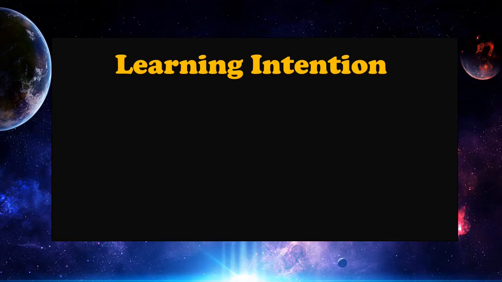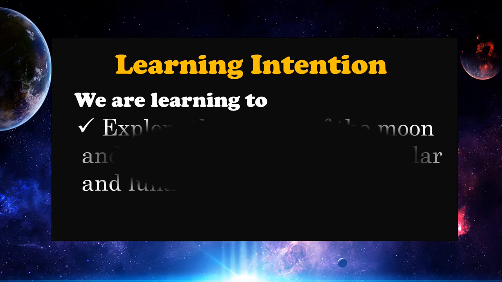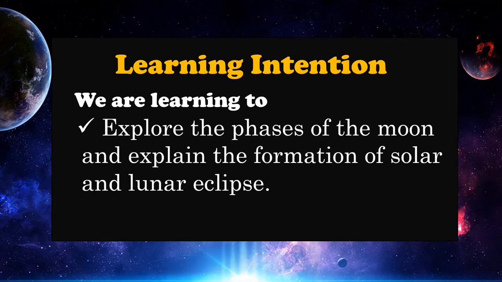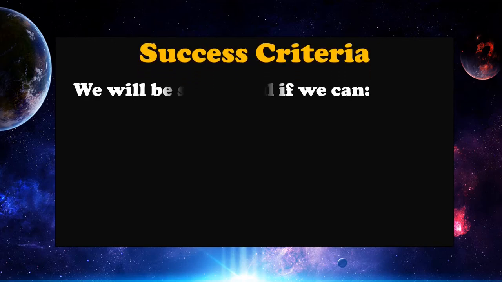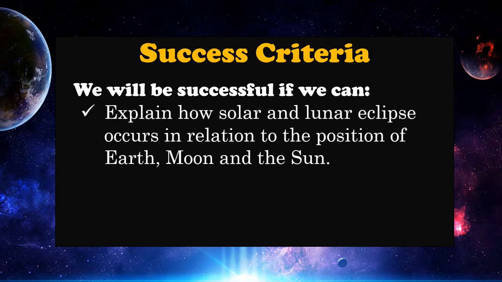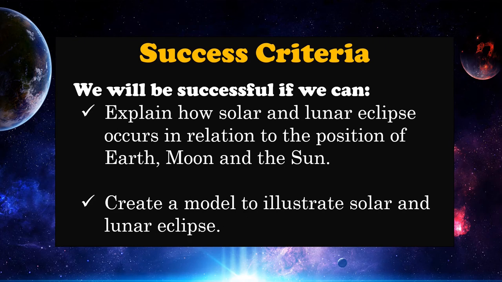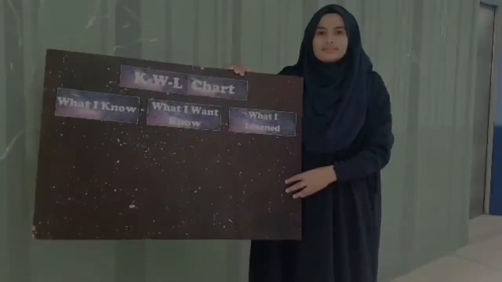Learning intention. We are learning to explore the phases of the moon and explain the formation of solar and lunar eclipse. Success criteria. We will be successful if we can explain how solar and lunar eclipse occurs in relation to the position of Earth, Moon and the Sun. Create a model to illustrate solar and lunar eclipse.